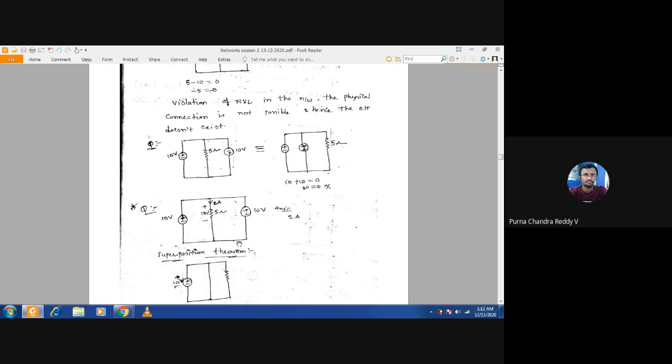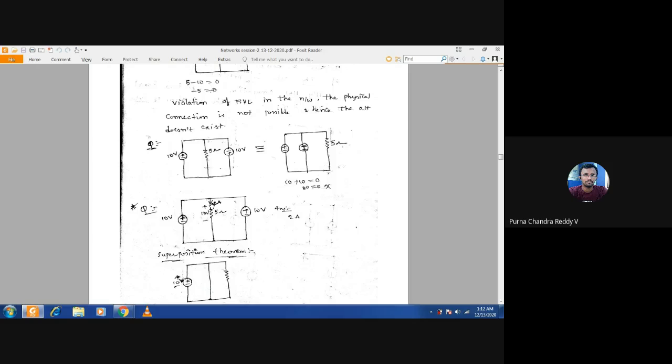Next, this one, tell me. 10. So what is the current flowing through the 5 ohms? Yes, it is 2 amperes, or not? Yes, sir. Even though two voltage sources are here, the values of those two voltage sources are the same. Here it is 10 volts, here also it is 10 volts. There is no violation of KVL, so you can find the current flowing through this 5 ohms resistor.